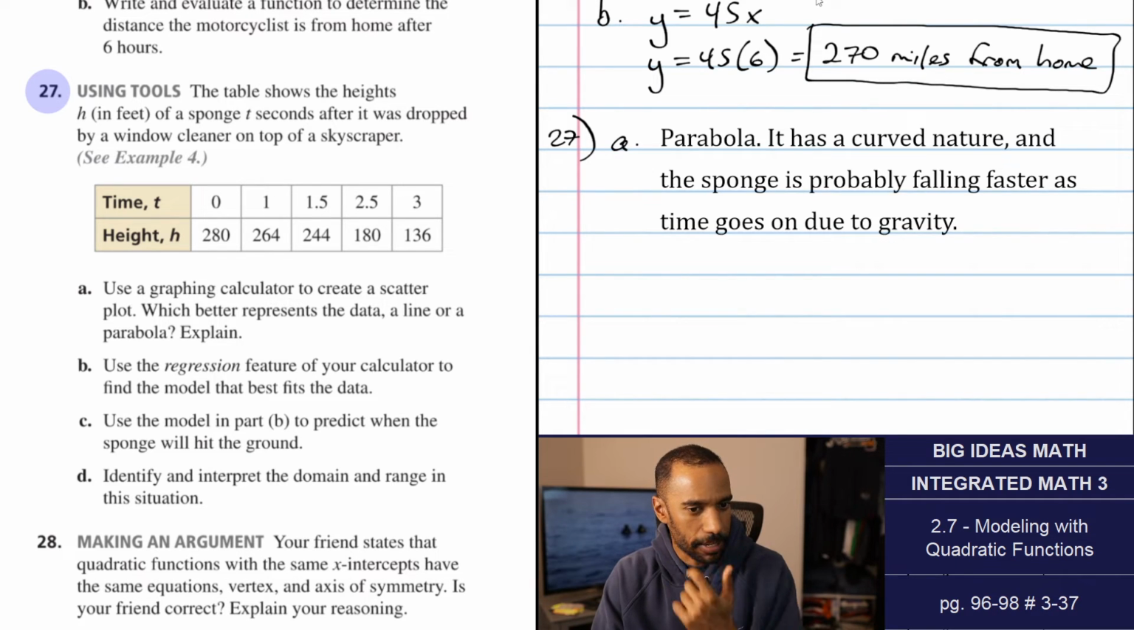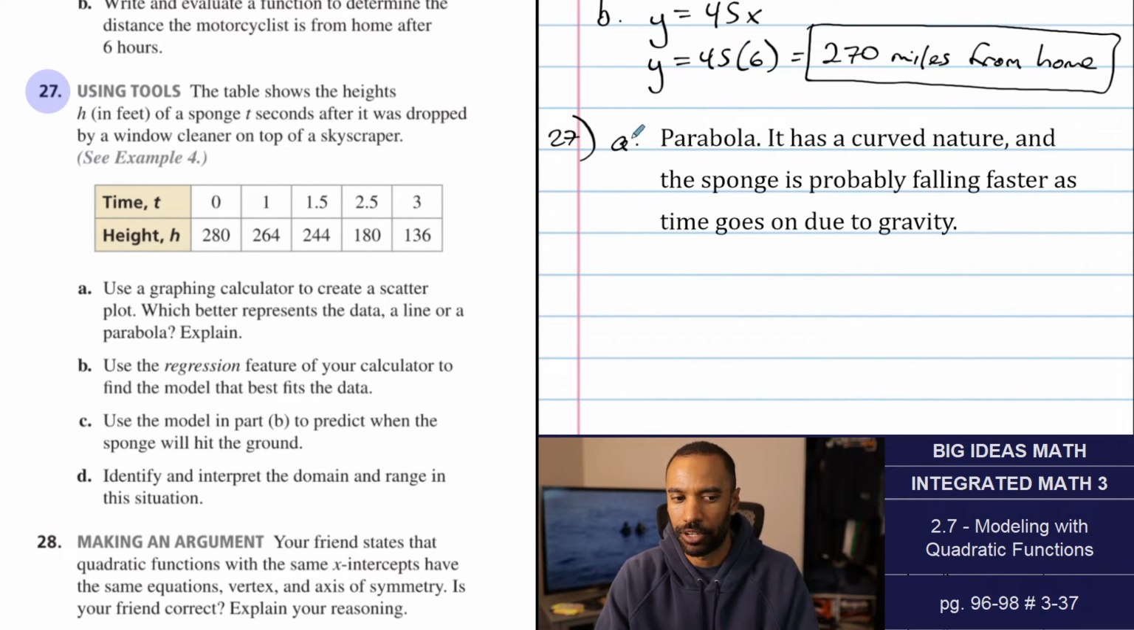As the other parts are probably going to ask us to make an equation. Part B, use the regression feature of your calculator to find the model that best fits the data. So if we said parabola, we're going to use quadratic regression. I have the data points. I'm going to go to Stat and Calc, and here's where we use quad reg. Quad reg is going to be used on lists L1 and L2 automatically, and we get these numbers.